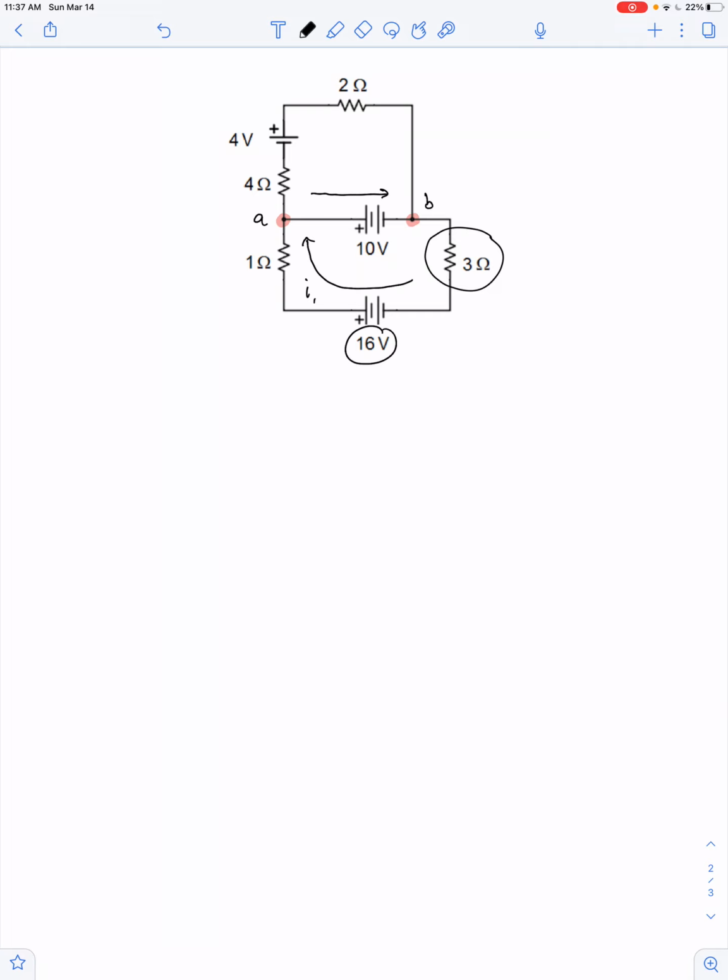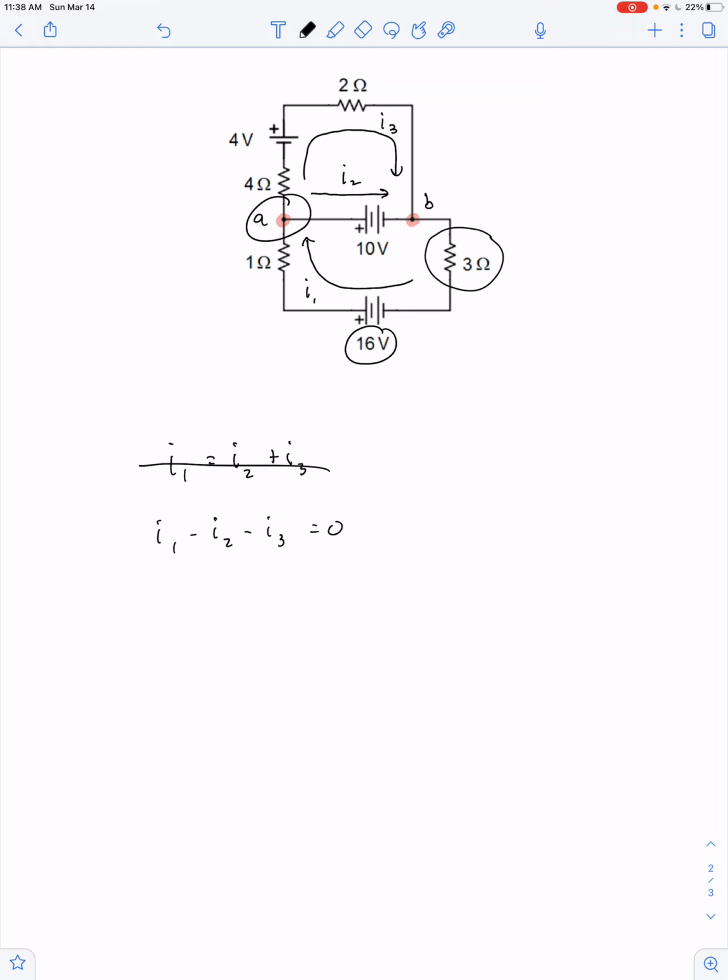We can call that I2. And then there's a current also going from A to B through the 4 ohm resistor and the 2 ohm resistor. We'll call this one I3. So if I want to apply Kirchhoff's junction rule, I can apply it to junction A and say I1 flows in, I2 and I3 flow out. Now I can rewrite that as I1 minus I2 minus I3 equals 0.